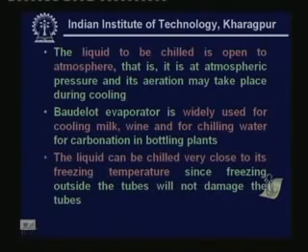One advantage of this kind of an evaporator is that the liquid can be chilled very close to its freezing temperature, since freezing outside the tubes will not damage the tubes, okay. So this is one of the advantages of the Baudelot type of evaporator.